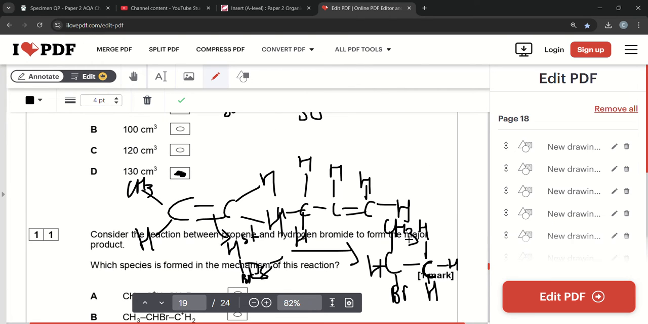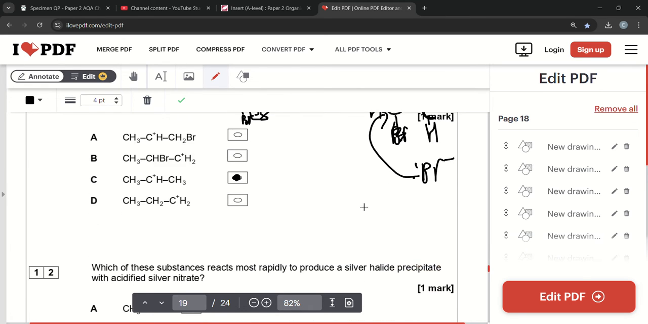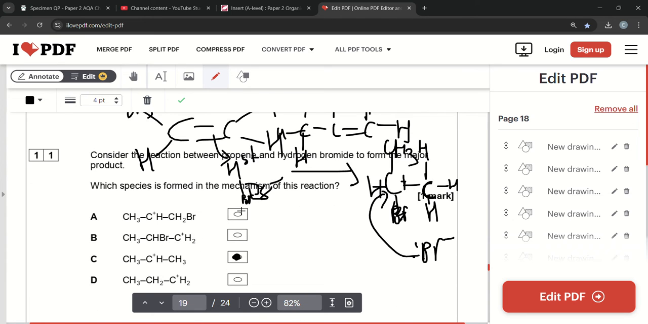Yeah, because what will happen is, I skipped a step. That carbon will be positive, with a lone pair of electrons, and Br minus will then bond to it, and you'll form that. This is asking for the species in there, so the answer is going to be C: CH3, C positive, and a H, and then you've got a H and CH3. So the answer is C.